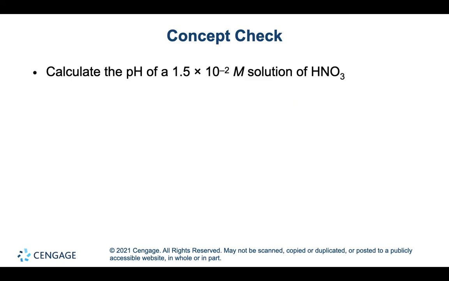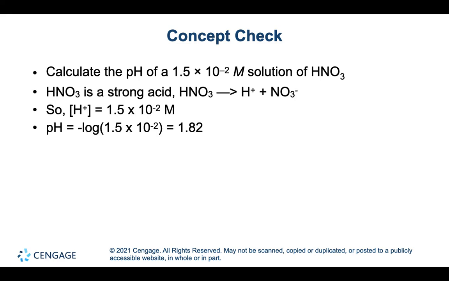Here's another strong acid, HNO3. We can consider it to be 100% ionized. Let's find the pH if you have 1.5 times 10 to the minus 2 moles per liter of HNO3. Being a strong acid, the equilibrium lies all the way to the right, H plus and NO3 minus. So since your HNO3 was at 1.5 times 10 to the minus 2, now your H plus is going to be 1.5 times 10 to the minus 2. That's a lot more than water gives you, so your pH is the negative log of 1.5 times 10 to the minus 2, or 1.82.